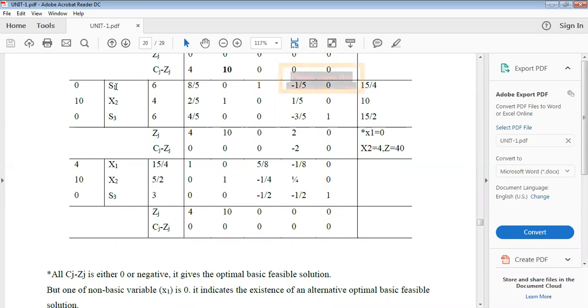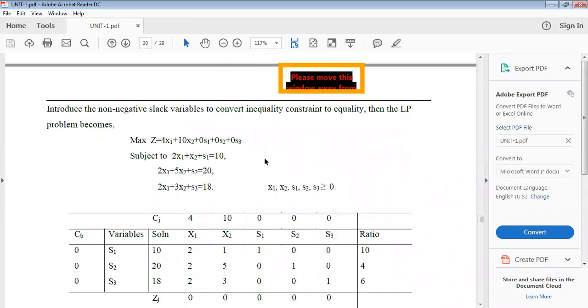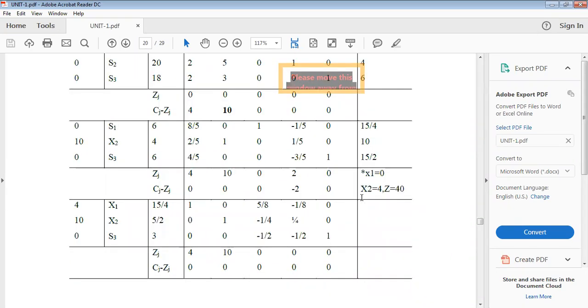Whereas x1 is not there and x3 is not there. Automatically they are zeros. Only X1 and X2 are the variables. Automatically X1 is 0, X2 is equal to 4, and that you have to calculate. So that means you substitute X1 is already 0, X2 you put it, automatically you will get 40 as the value.